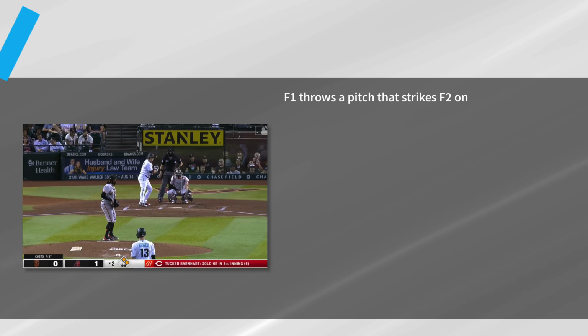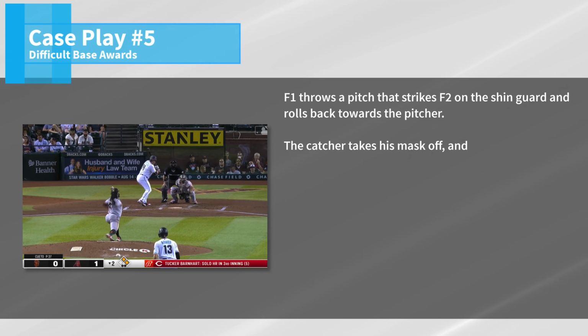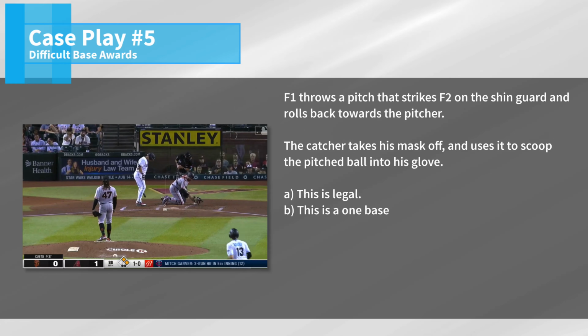Case play number 5. F1 throws a pitch that strikes F2 on the shin guard and rolls back towards the pitcher.